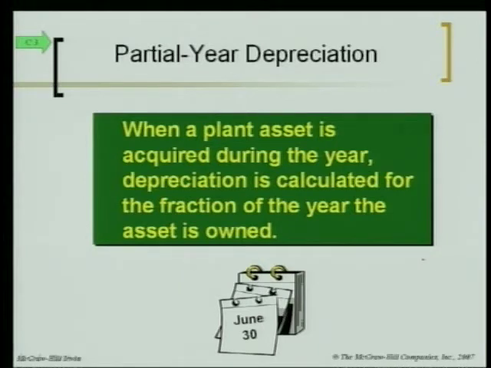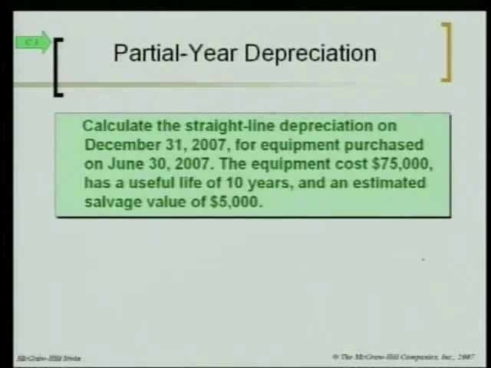And what all that means is if you buy your plant asset during the year, you just figure out the fraction of the year that that asset is owned and take that into account. For example, let's say we purchased some equipment on June the 30th of 2007. The equipment cost $75,000, has a useful life of 10 years, and an estimated salvage value of $5,000. Now, $75,000 minus $5,000 is $70,000 divided by 10 years means that we would take $7,000 a year in depreciation for a full year, right?